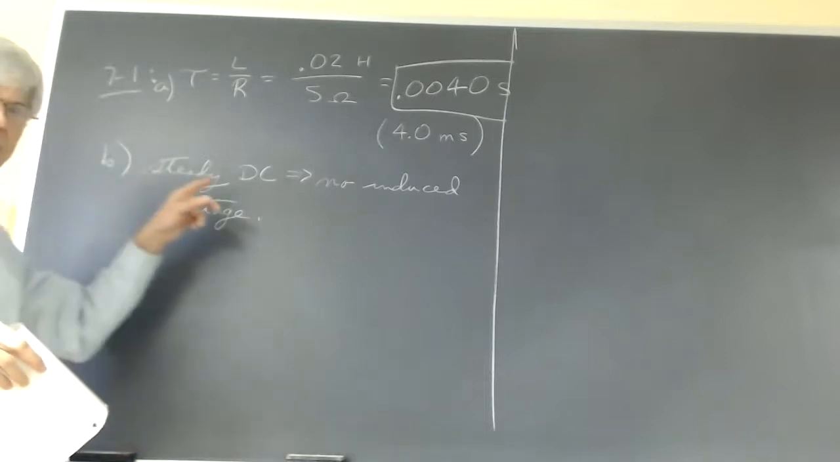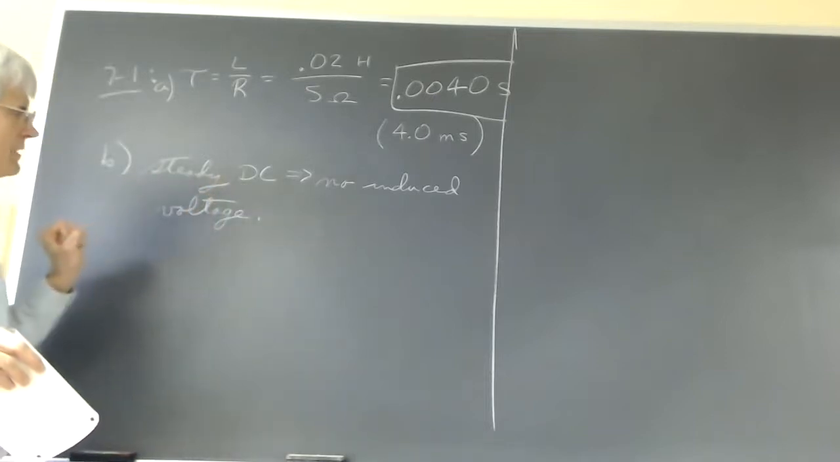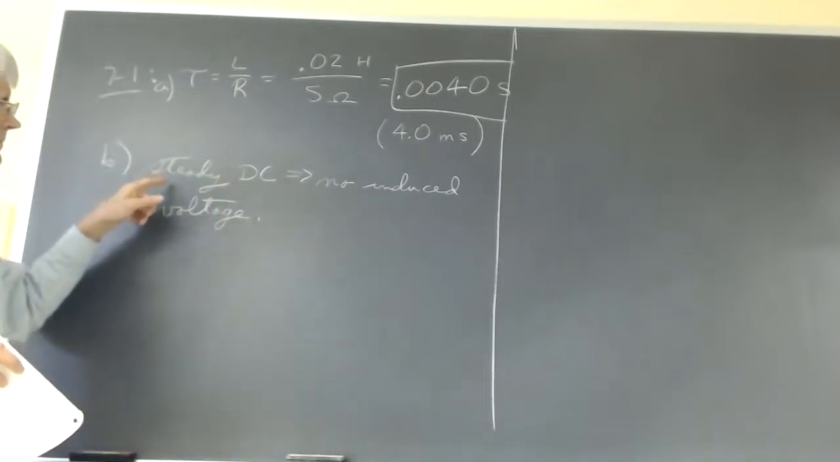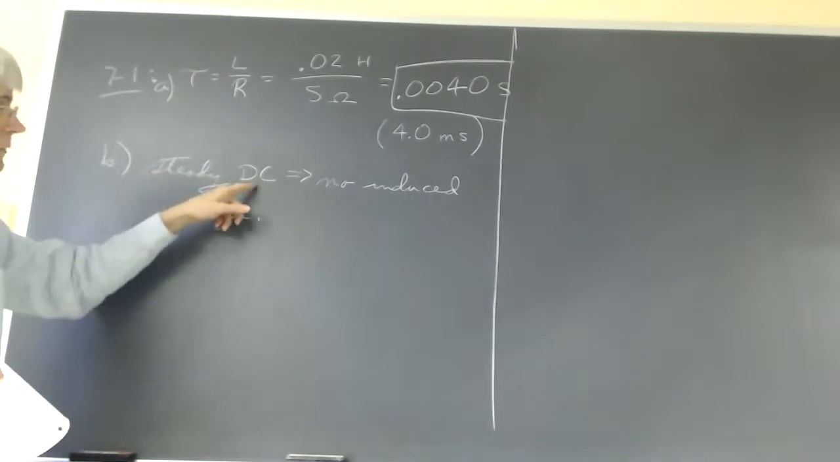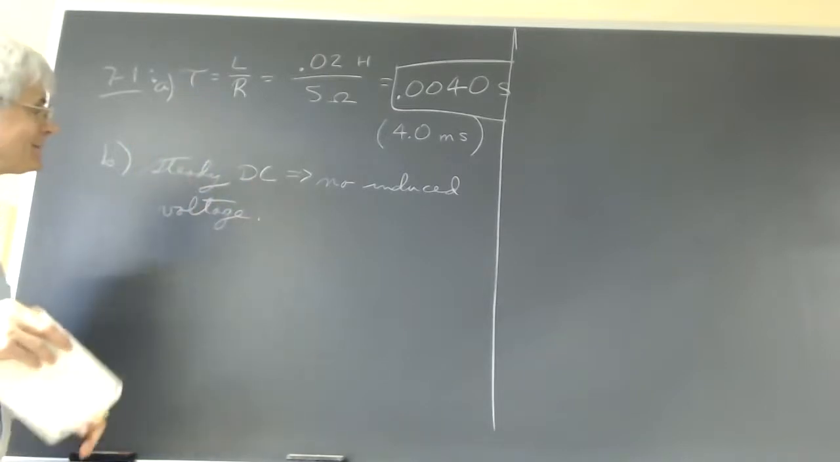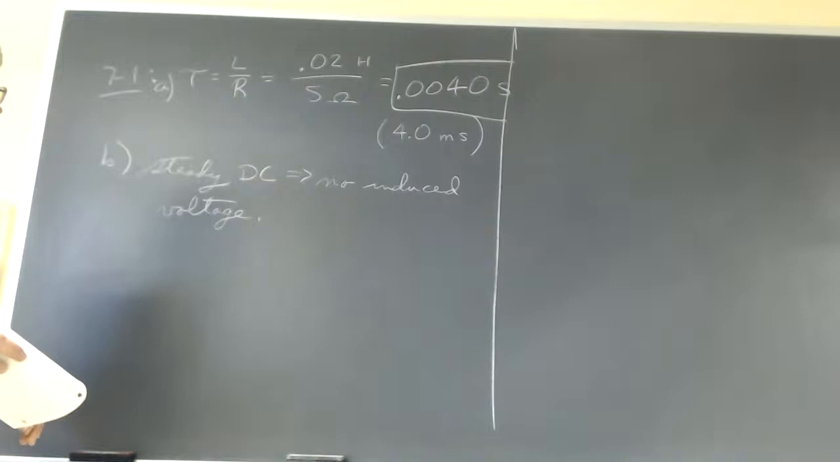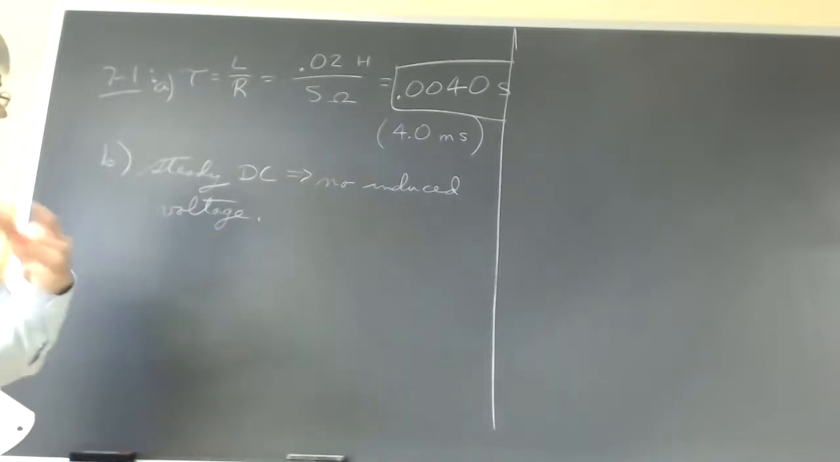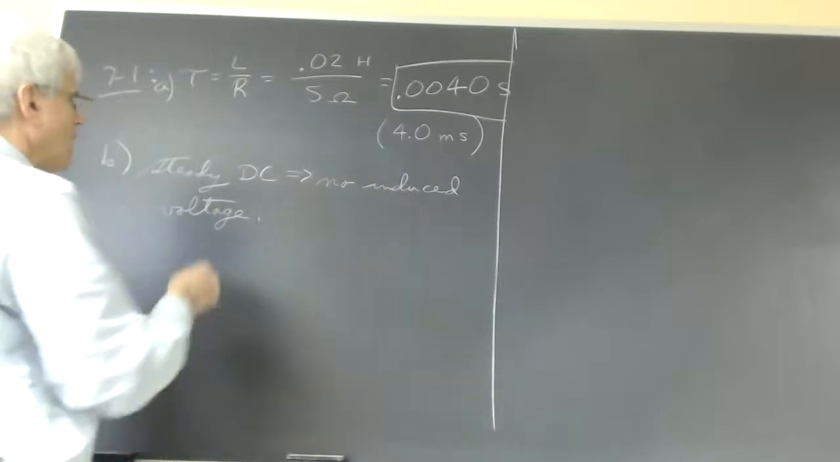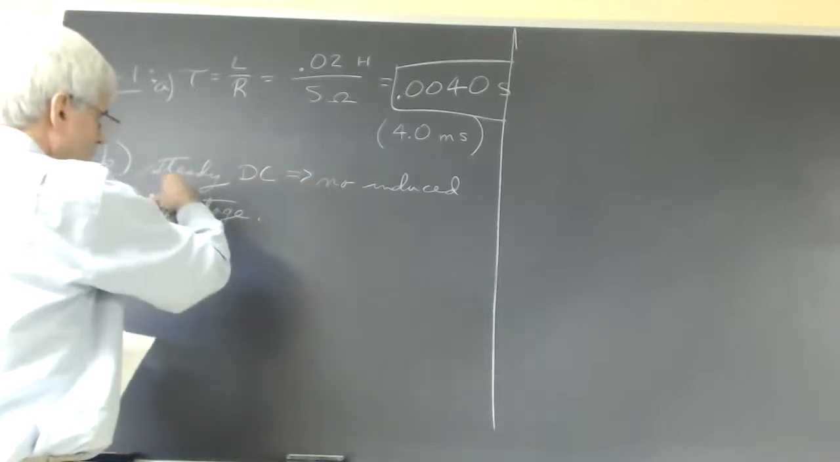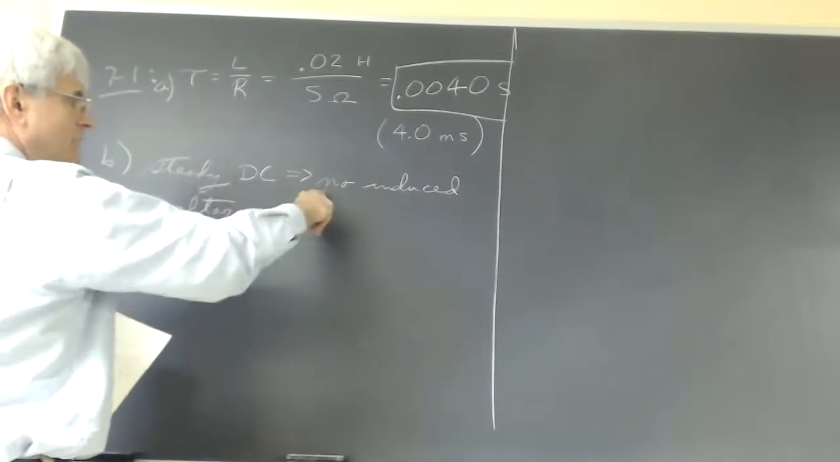I suppose the phrase steady DC might be a bit redundant. If it wasn't steady, it wouldn't be DC. I mean, it's kind of hard to picture a steady alternating current because alternating current is by definition constantly changing. Anyway, the word steady would have been good enough.